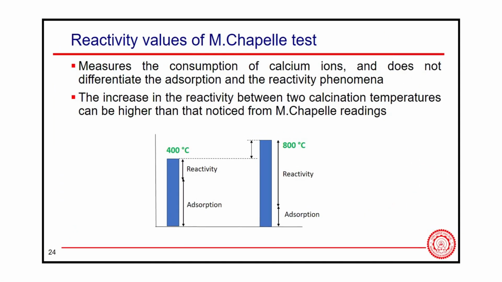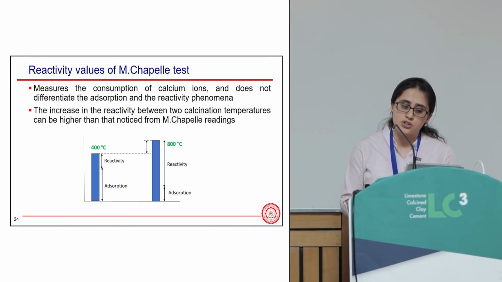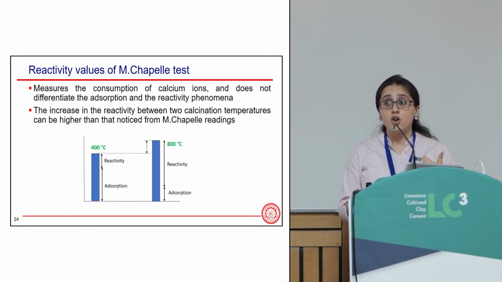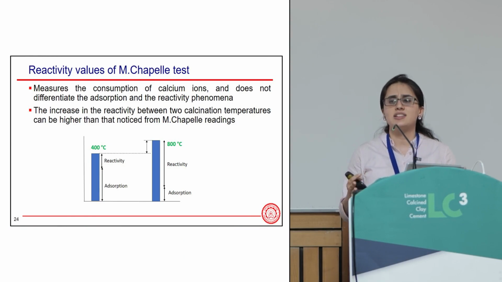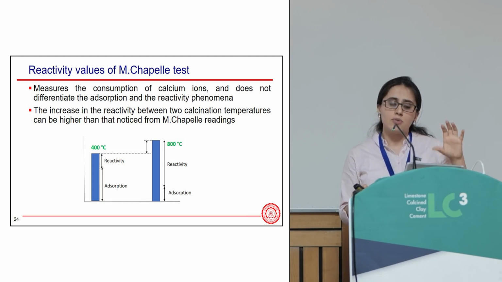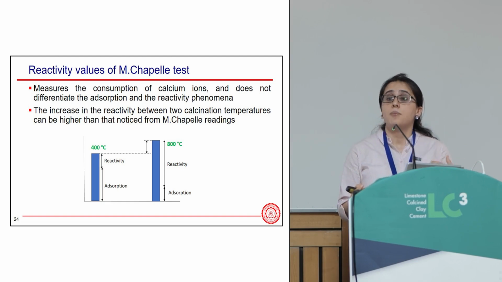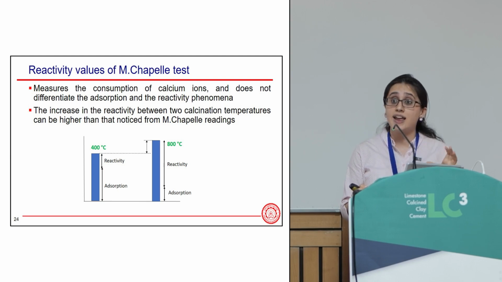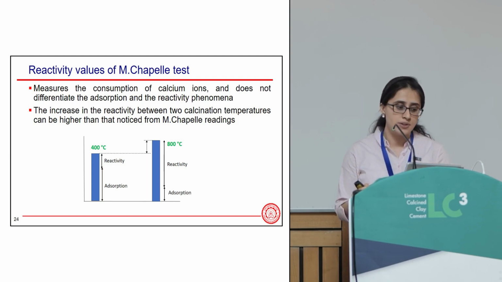Since in the modified Chapel test we are measuring the consumption of the calcium hydroxide, this consumption of calcium ions is definitely related to the chemical reactivity, but there can also be another phenomenon, that is absorption. We have identified that for other supplementary materials the absorption phenomenon is really less, so whatever we measure we can relate more or less directly to chemical reactivity. But for the clays, we have found that there is very high absorption, and in the modified Chapel test we are actually measuring both things, the absorption as well as the reaction.